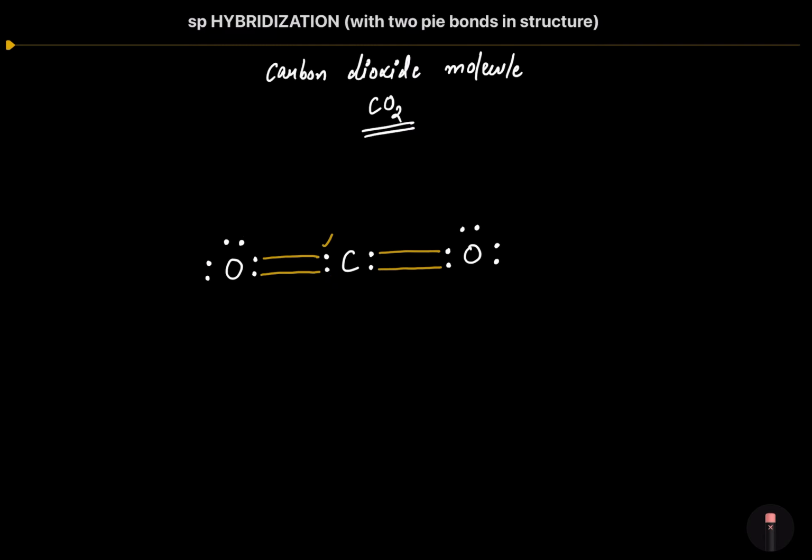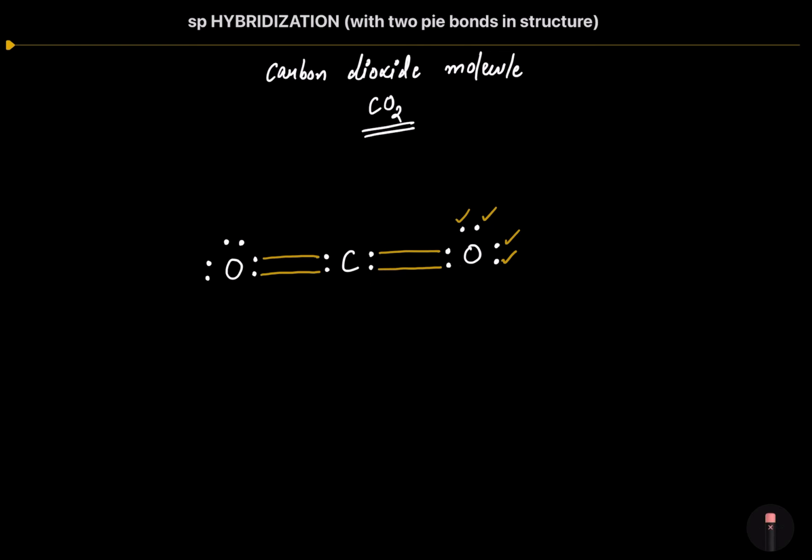Now let's talk about the valence electrons of oxygen after the formation of covalent bonds with carbon. I'm talking about the second oxygen. So that's the number 1, 2, 3, 4, 5, 6, 7 and the 8. So the octet of the second oxygen is also completed after forming two covalent bonds with carbon.